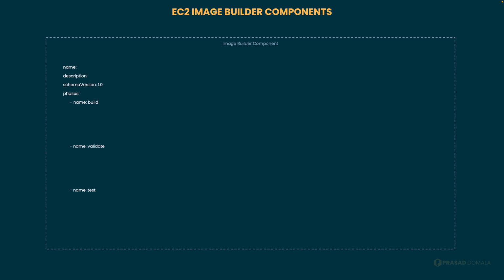Validate phase, as the name suggests, can be used to validate our build steps, like checking the version of Apache or Node.js and checking our file system permissions and so on. And both these phases are executed on the temporary instance during the build stage.